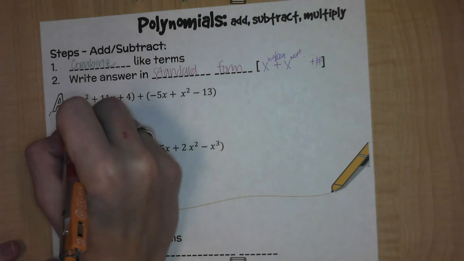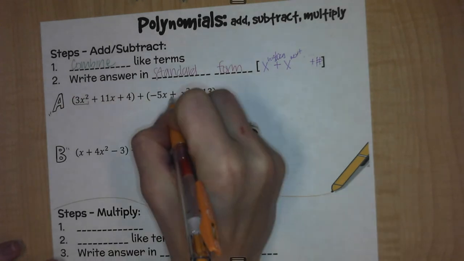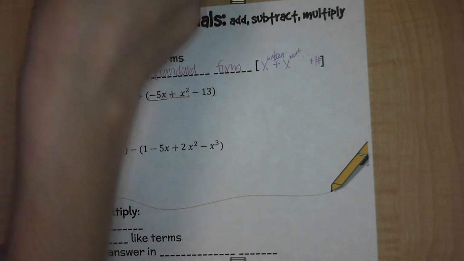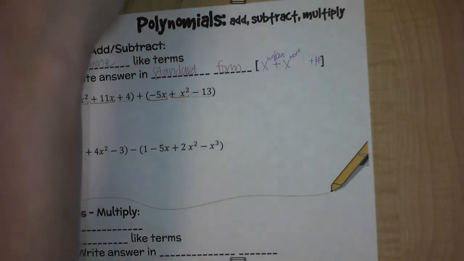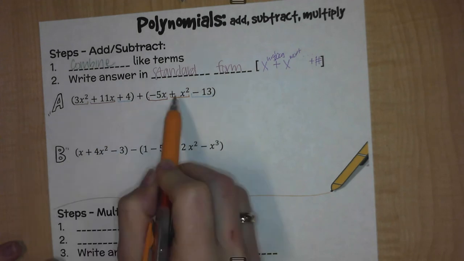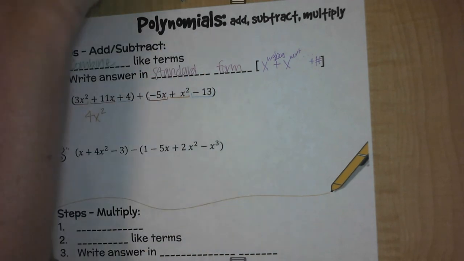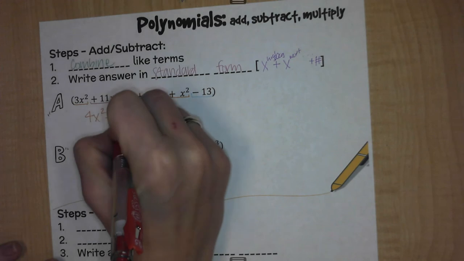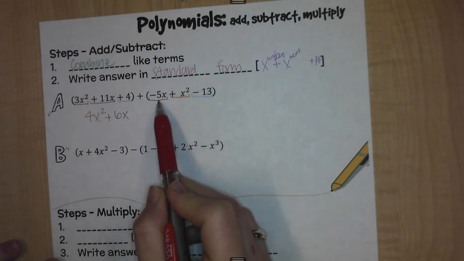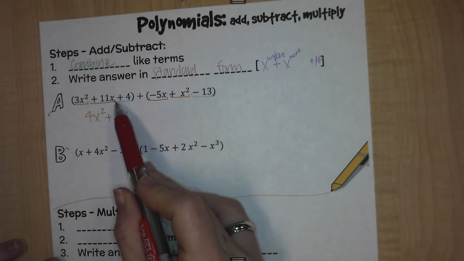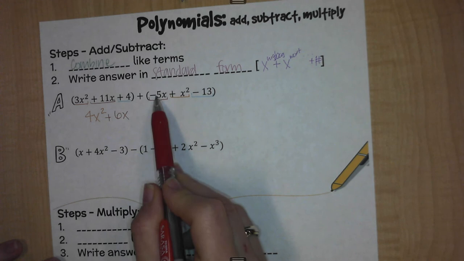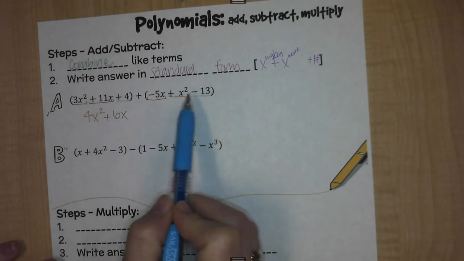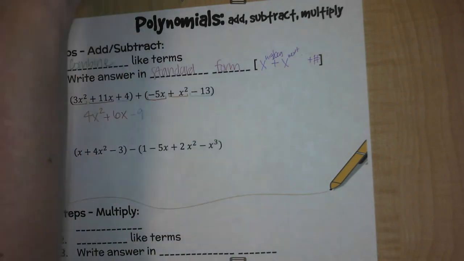Okay, so let's pull out our like terms. This 3x squared is a like term with this x squared, this 11x with negative 5x, and then this number with this number. All right, so 3x squared plus our x squared is 4x squared. 11x minus 5x is positive 6x. This negative, and that's why I put my whole line underneath it, our negatives travel with our numbers. So it's 11x plus negative 5x, so that means 11x minus 5x, which gives me 6x. All right, 4 minus 13, and that is minus 9.